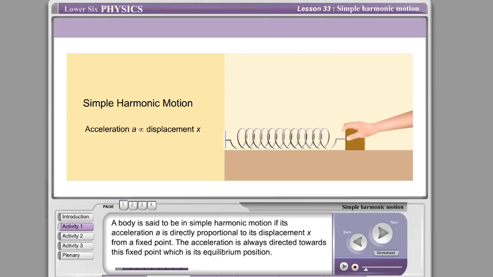A body is said to be in simple harmonic motion if its acceleration a is directly proportional to its displacement x from a fixed point. The acceleration is always directed towards this fixed point, which is its equilibrium position.